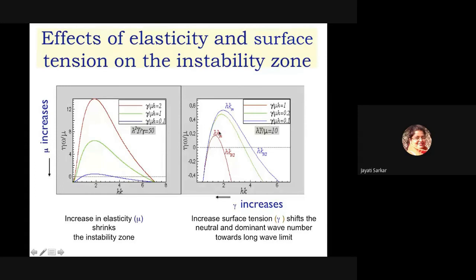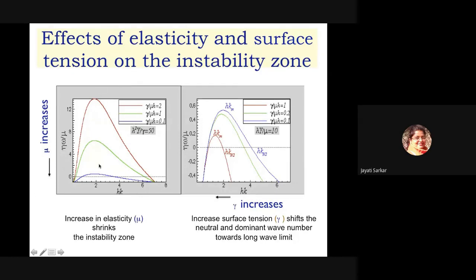Wave number is moving towards lesser values, meaning that it is becoming more long-waved as the surface tension effect is increasing. So one can see that in elastic films, if you are making a film unstable, the restoring force is the elasticity of the film. And in the case of liquid films, if you are making the surface unstable, the restoring force is again the surface tension. So the increase of both these quantities is making the film stable.